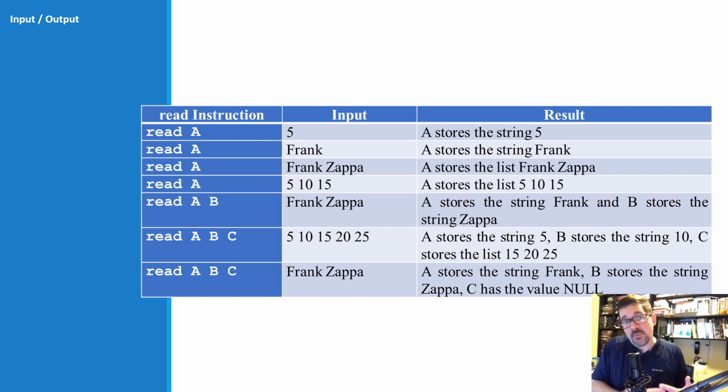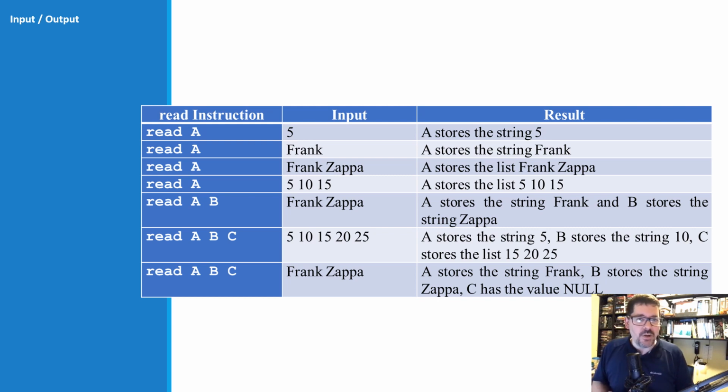If you ask for more than one variable, and the user has to enter more than one thing, and they go overboard and enter extra data, it's all going to get stuffed into that last variable, right? So in the example A, B, and C, which is the second from the bottom, we're asking them for a list of numbers. A gets the number 5, B gets the number 10, C is going to get the number 15, 20, and 25. All three of those are going to get stored into C.